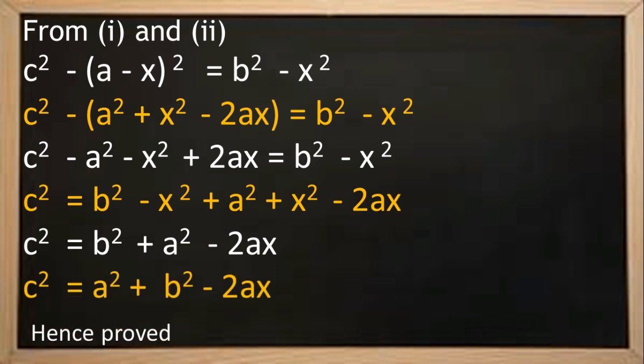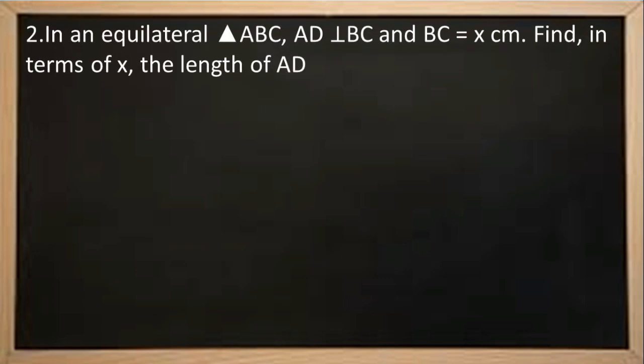Question number 2. In an equilateral triangle, AD is perpendicular to BC and BC is equal to x centimeter. Find in terms of x the length of AD. So three pieces of information are very much clear here. One is a triangle ABC, it is mentioned as an equilateral triangle.